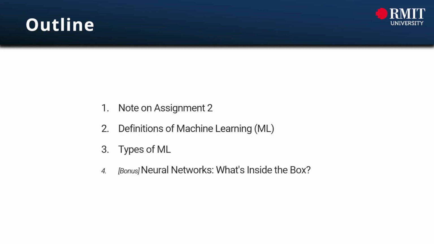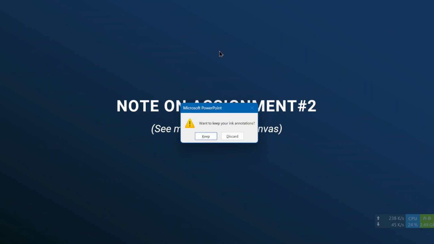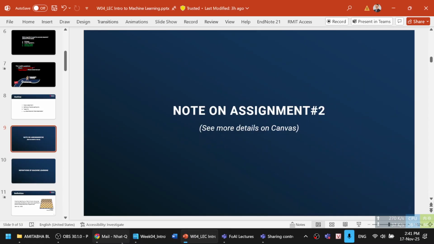Okay, so here's the outline for today's lecture. The first one, I will talk a little bit about assignment two. It's already open, right? So I think now you can already see all the detail on Canvas. Next, we talk about some definitions in machine learning and types of machine learning. And the next one, the neural network. If we still have time, we can roughly talk about the idea of neural networks. Okay, assignment two. Let me open Canvas.